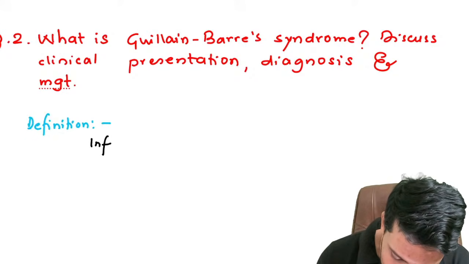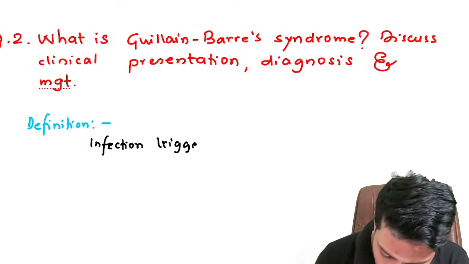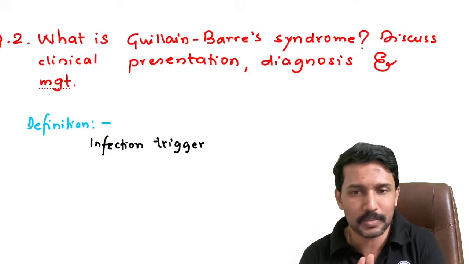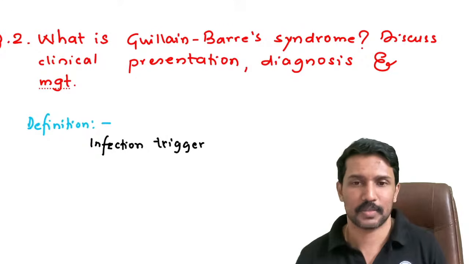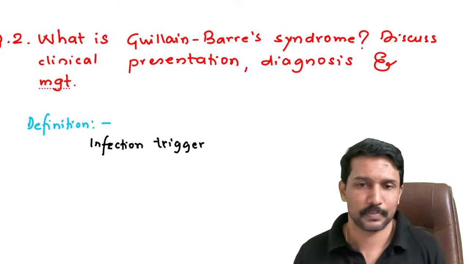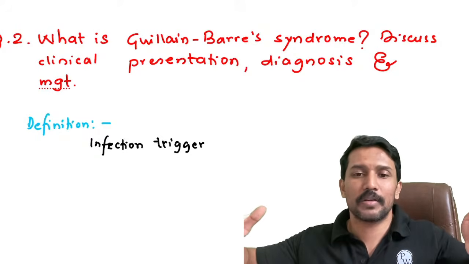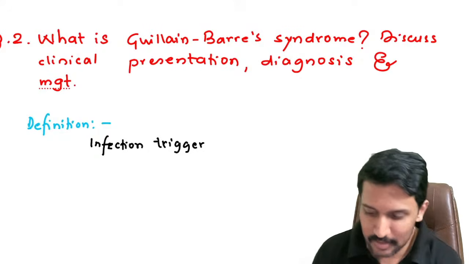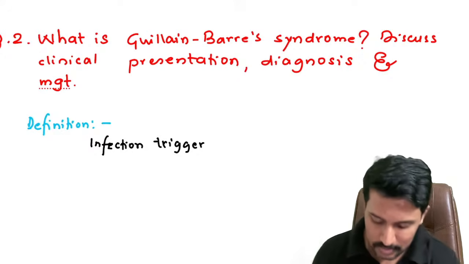So GB syndrome is an infection triggered autoimmune process which is responsible for damage to peripheral nerves. GB syndrome is a peripheral nerve disorder. It's not a disorder of the central nervous system. It is not affecting your brain. It is not affecting your spinal cord. It is affecting your peripheral nervous system, that is cranial nerves and spinal nerves. So it's an infection, and the reason why the autoimmune process is targeting your neurons is infection.